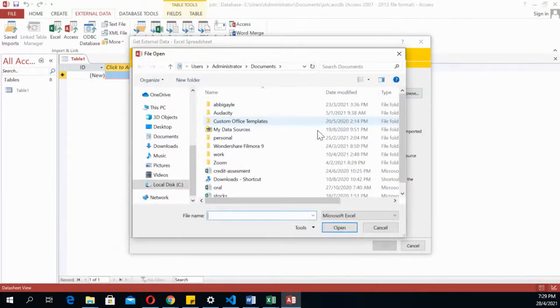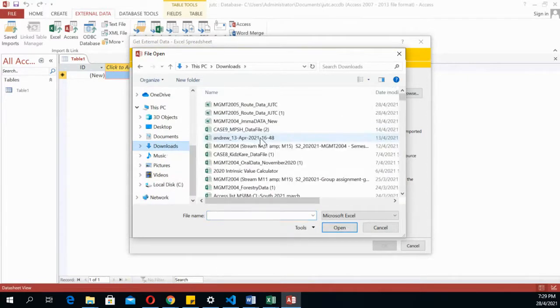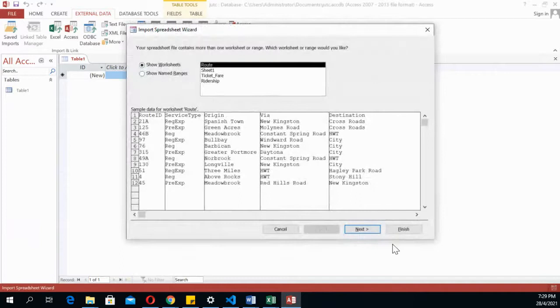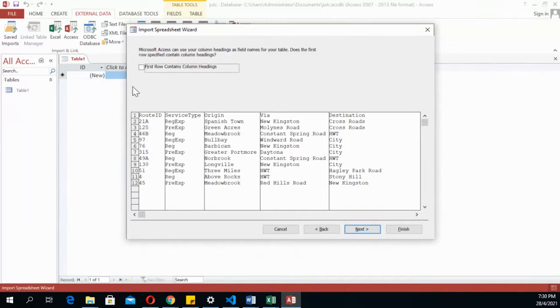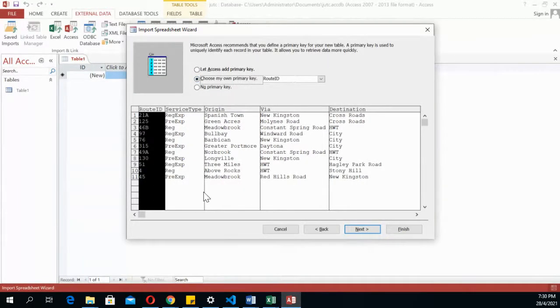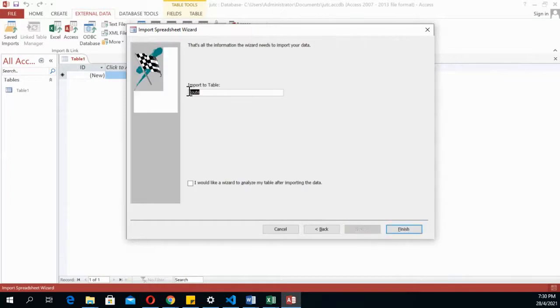So we're browsing to where the file is. It's downloads, and I think this is the one I'm using. All right, so this is the one that we're using. And we'll just, which one are we doing first? Route goods, right? That was route ID service, so we can work with route. First row contains column headings. Make sure you have that. Can't ignore this little part, and you're choosing your own primary key, which is route ID. And you go next. And I said, for me, you guys, you don't have to do this, but it just works for me.